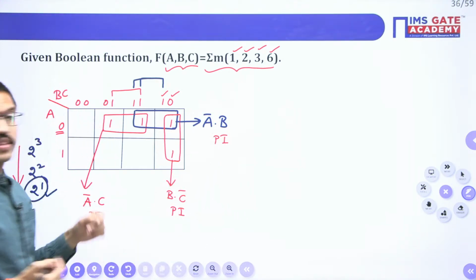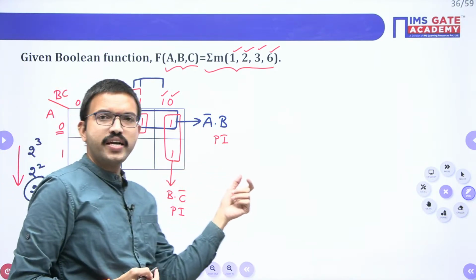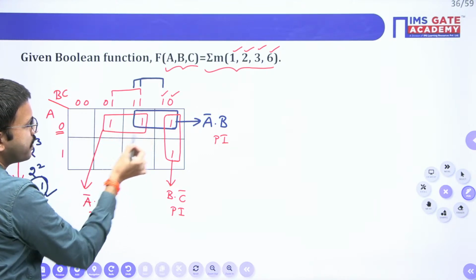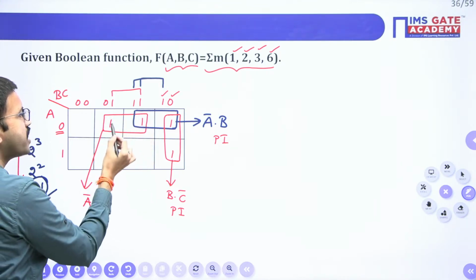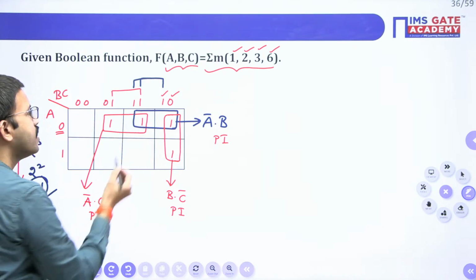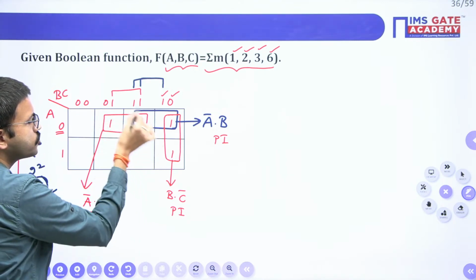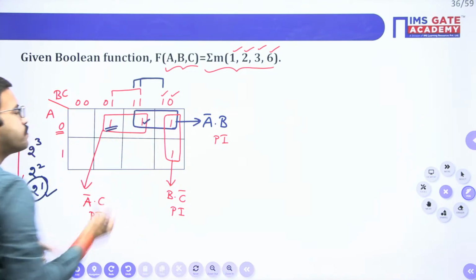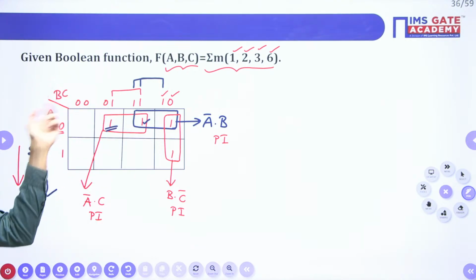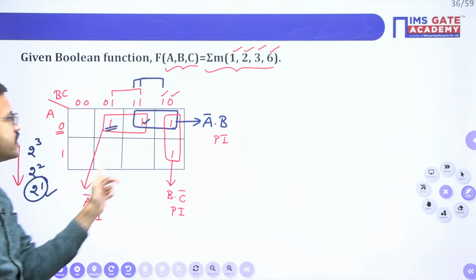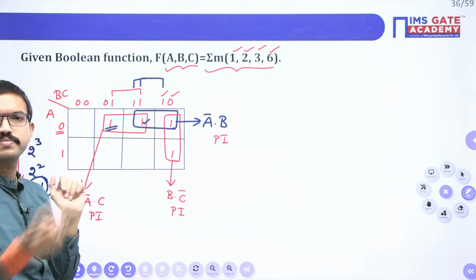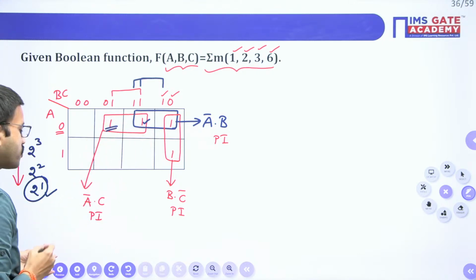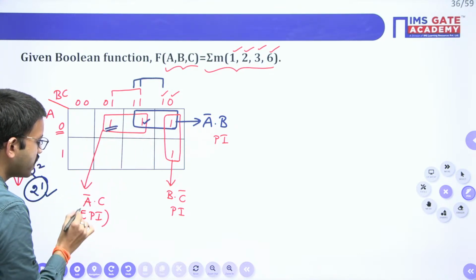Now, there is a difference between prime implicant and essential prime implicant. For example, if you consider this particular grouping, here you are having 2 ones. Suppose you don't do this grouping, this one was covered by some other grouping, but was this particular one covered by any other grouping? Is there any other grouping for this particular one if you don't do this grouping? No, right? So that means this particular grouping is compulsory. So it is an essential prime implicant.